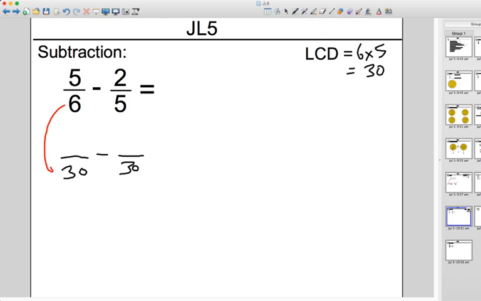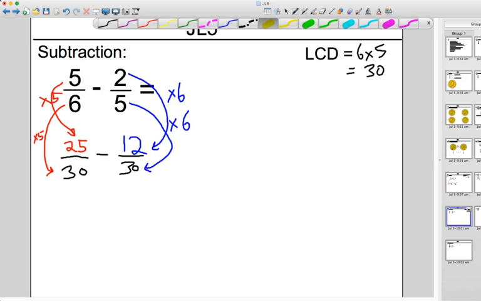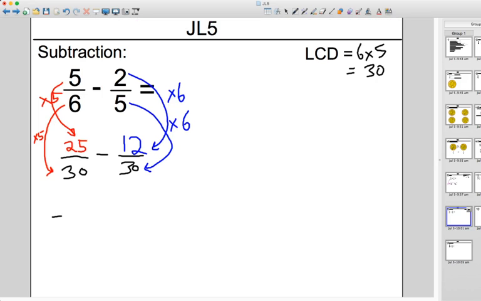What am I doing to this 6? Well, I'm timesing it by 5 to get to 30. Means that I've got to times this 5 by 5 to get to 25. And then if I swap out to a nice blue, times by 6 here to get to 30, times by 6 here. 2 6s are 12. 25 minus 12 is 13 over 30.